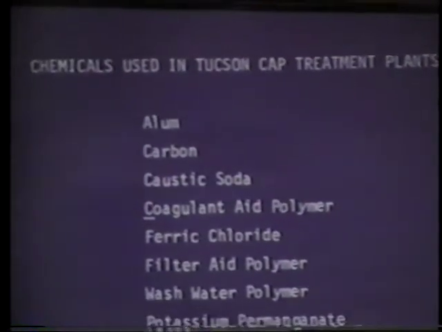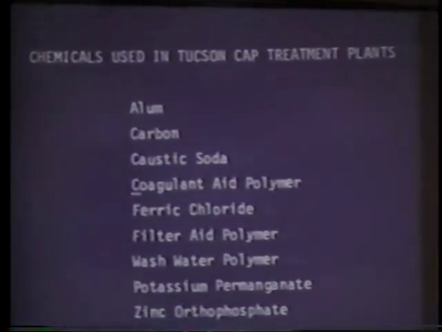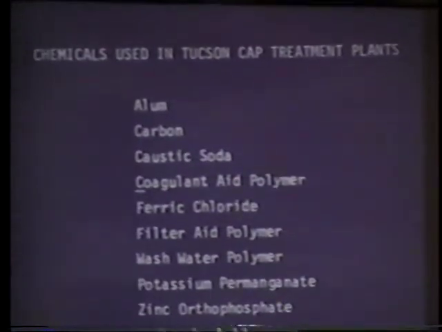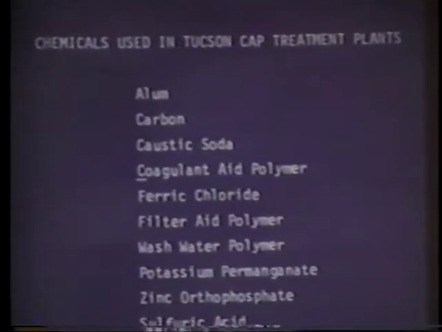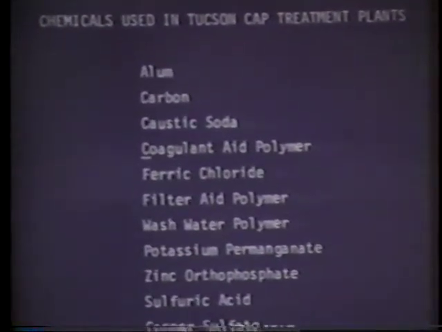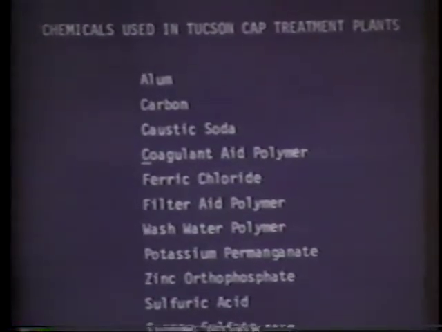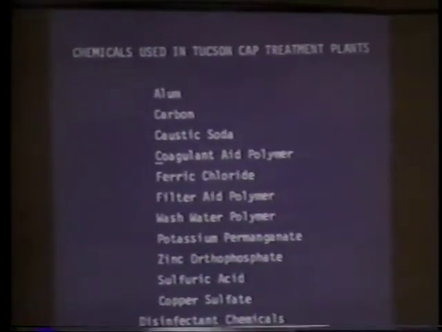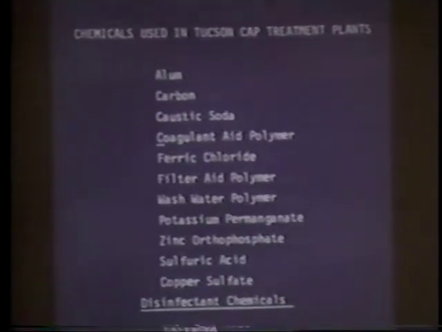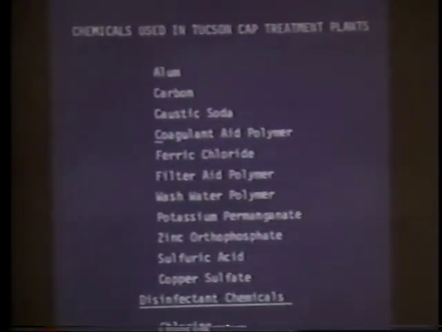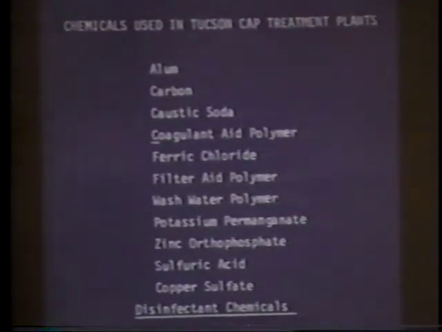Well, immediately when the city announced this, a lobbying group from the American Dental Association and the U.S. Public Health Service and the Arizona State Department of Public Health started a campaign to put fluoride in the treatment plant and in the drinking water.